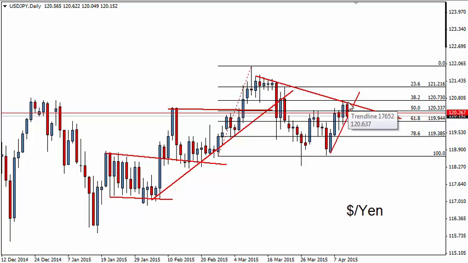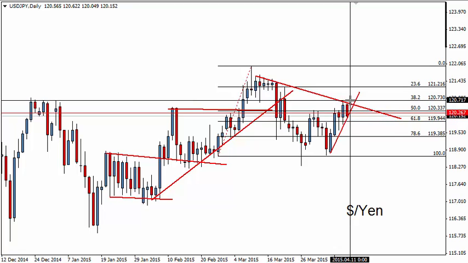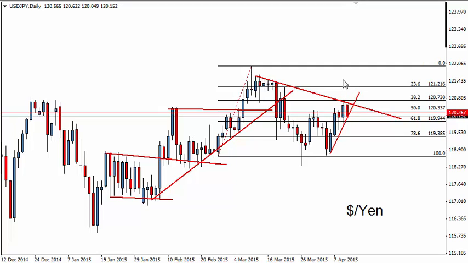And as I just showed you, if you were to break and close above here, or above, let's say 121, so you want a closed candle above 121 on the daily, then a pullback, then a move upwards.